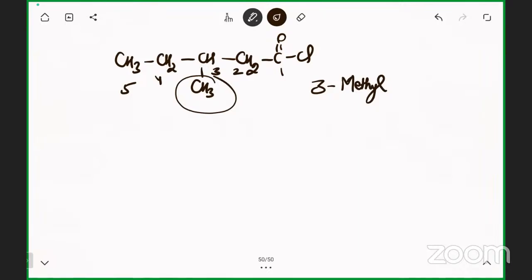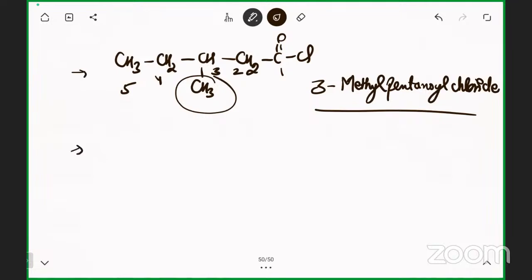Now tell me the name. 5 carbons. It is made up of which acid? Pentanoic acid. So its name will be pentanoyl chloride. Yes, it will be pentanoyl chloride. Clear? Yes, sir.